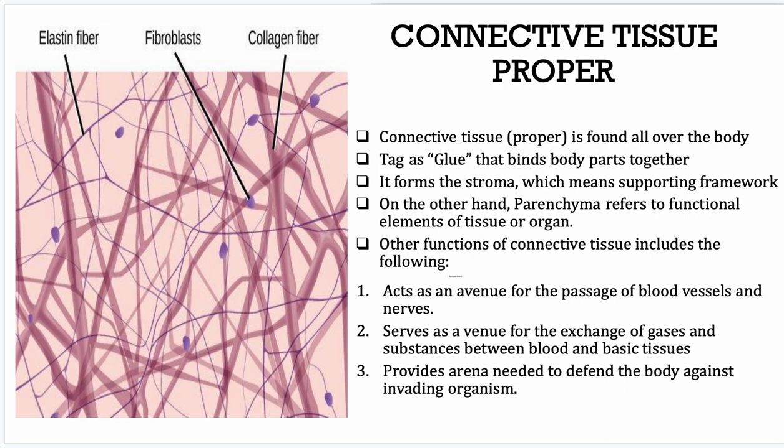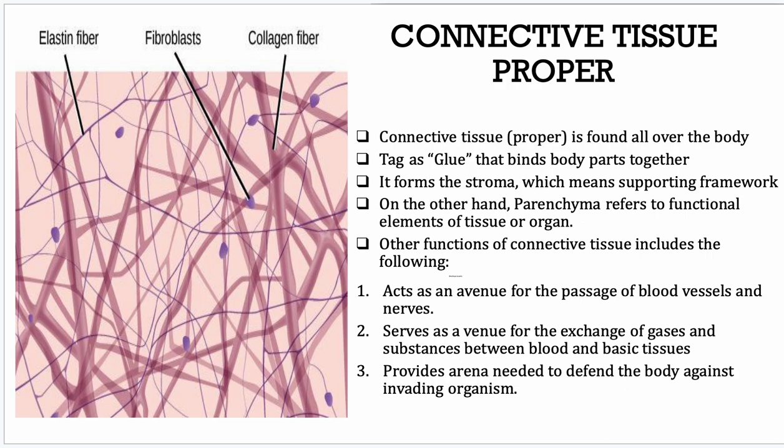Other functions of your connective tissue include the following. First, it acts as an avenue for the passage of your blood vessels and nerves. They serve as the venue for the exchange of gases and substances between blood and tissues. And they provide the arena needed to defend the body against invading organisms. So, ang connective tissue, sa una, ginaimagine ko siya as hangin na nag-occupy sa space.